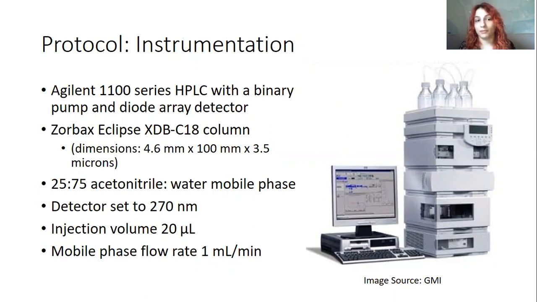And like I said, our mobile phase was 25/75 acetonitrile/water. The detector was set to a wavelength of 270 nanometers, and that's an accepted lambda max for imidacloprid. Our injection volume was 20 microliters, and our mobile phase flow rate was 1 mL per minute.